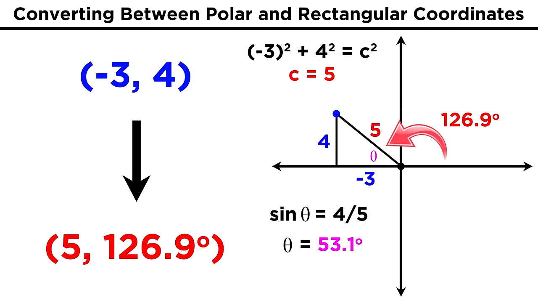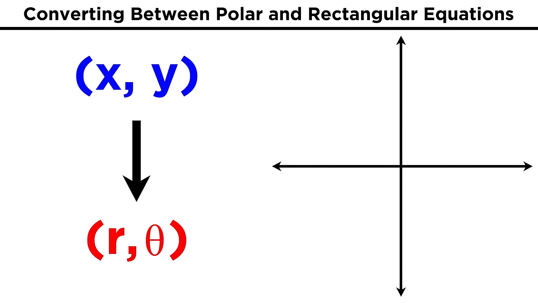So that's all there is to it when we want to convert between these coordinate systems. The next thing we want to be able to do is convert an entire equation from a rectangular form to a polar form.